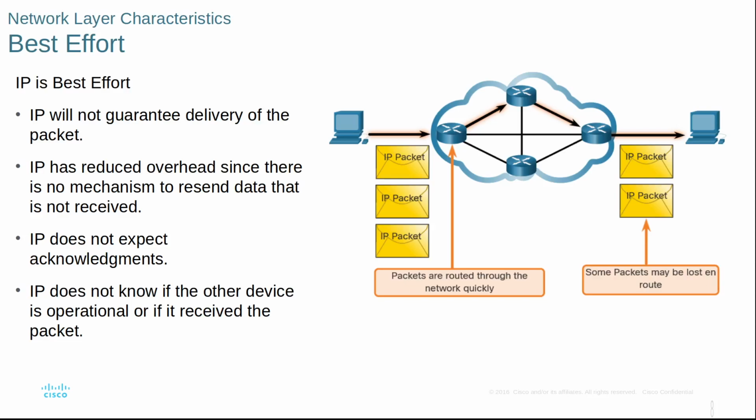So IP is a best effort protocol. It doesn't guarantee the packet's going to be delivered. It has no mechanism to verify that data has been sent and received and resend data that's not been sent. There are no expected acknowledgement packets. And when it sends a packet, it doesn't even know if the device on the other end is online, if it's operational, if it even receives the packet. IP doesn't know, and IP doesn't care. In fact, some packets might be lost on their way to the destination. And that's where you layer it with TCP, right?